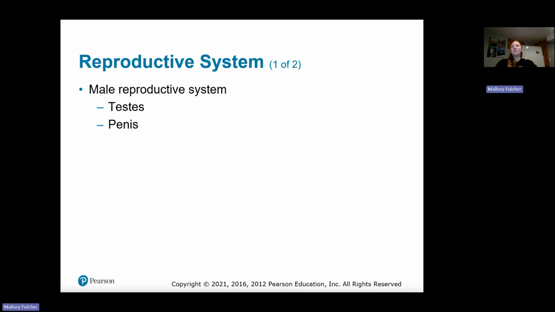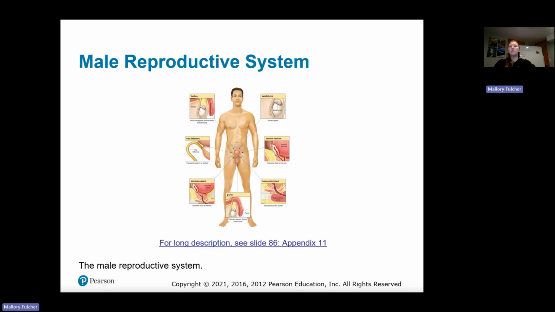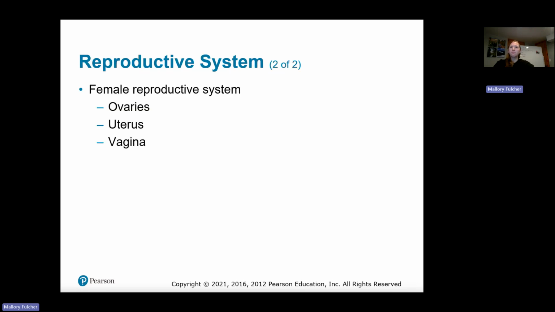Closely tied in, we have the reproductive system. Our male reproductive system is primarily external, and our female reproductive system is primarily internal. Note, big thing within the difference between men and women is when it comes to our urinary system, women are more susceptible to UTIs because the urethras are significantly shorter in women as opposed to men.